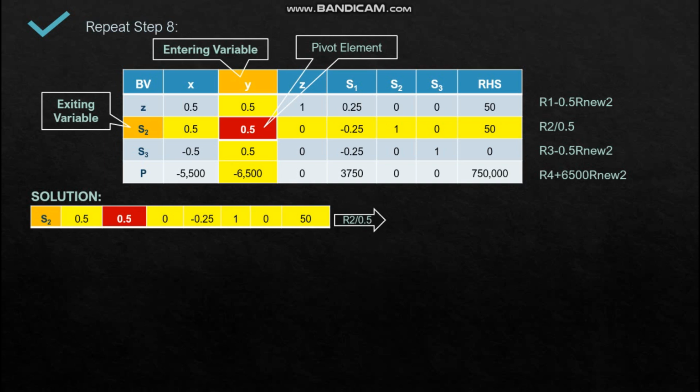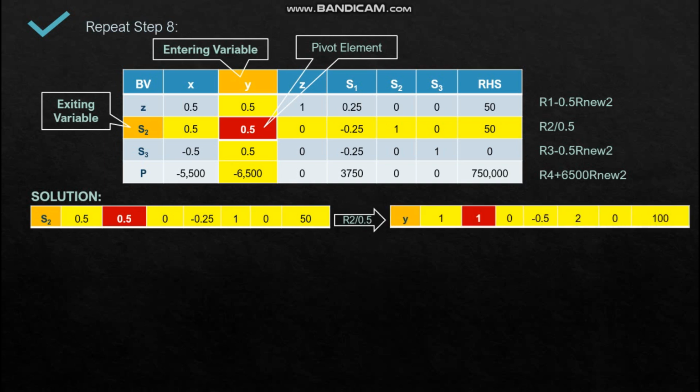For this row, we just divide the values in row 2 by 0.5. So 0.5 divided by 0.5 is equal to 1. Then 0.5 divided by 0.5 is equal to 1. And 0 divided by 0.5 is equal to 0. Negative 0.25 divided by 0.5 is negative 0.5. Then 1 divided by 0.5 is equal to 2. 0 divided by 0.5 is 0. And 50 divided by 0.5 is 100.